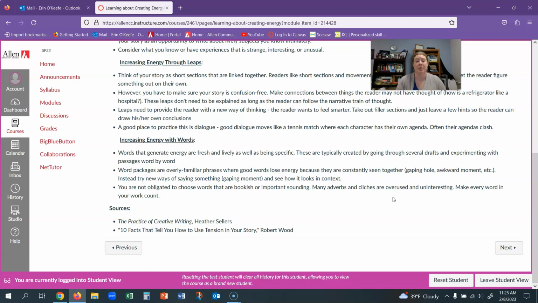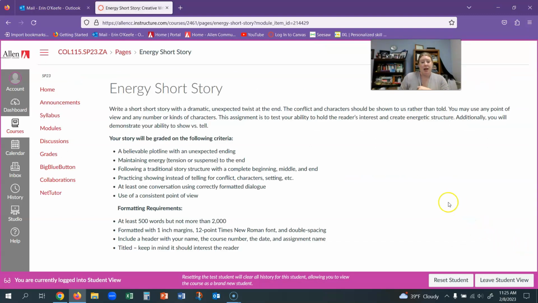But just basically think about, okay, I've got these characters, I've got this situation, I've got this conflict. What would we normally see happen? If it's a romantic comedy, we'd expect the two characters to get together at the end. But what happens if they don't? What happens if one of the characters dies? What happens if something else happens? How can you create a story that is unexpected at the end?